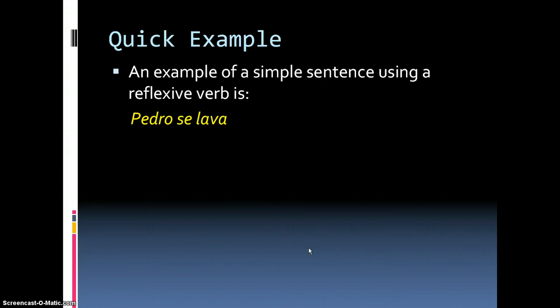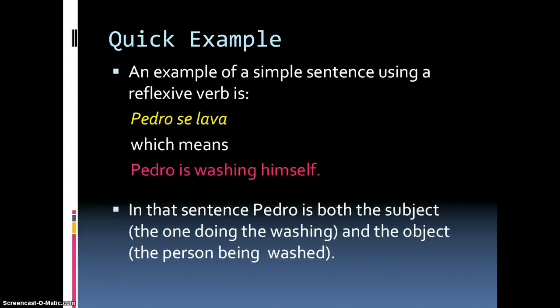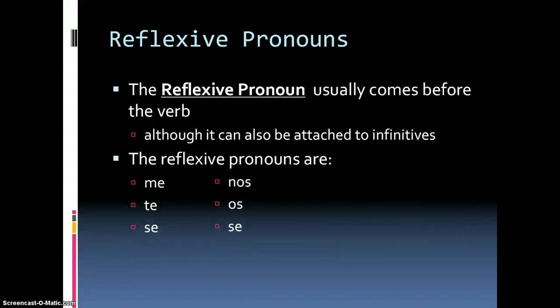So an example of a reflexive verb is Pedro se lava. He's washing himself. He is both the subject and the object. Pronouns usually come before the verb. We'll talk about that in a second. The reflexive pronouns are me, te, se, nos, os, and se. Notice that these two are the exact same.